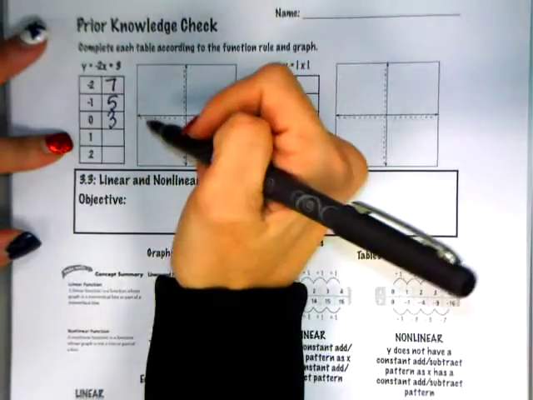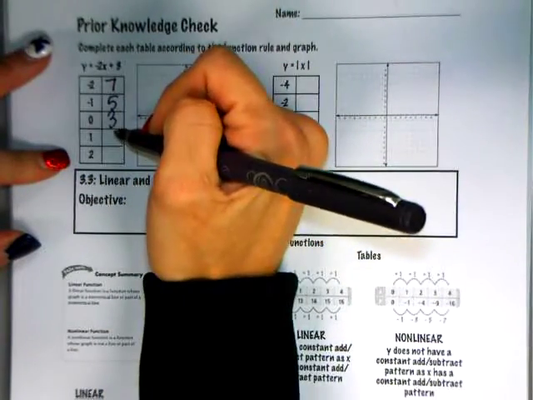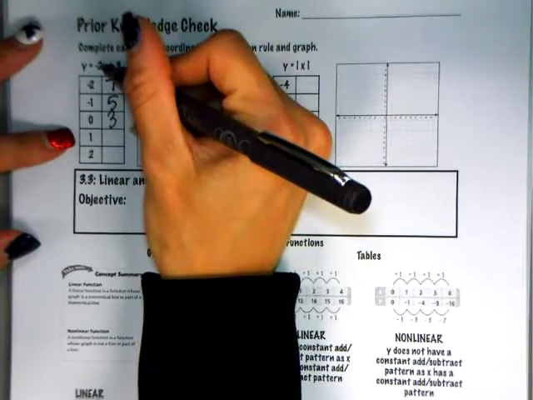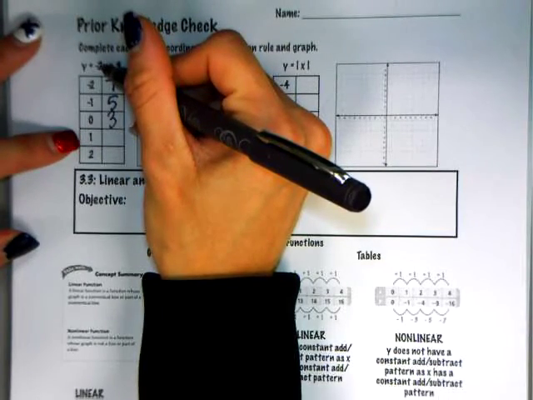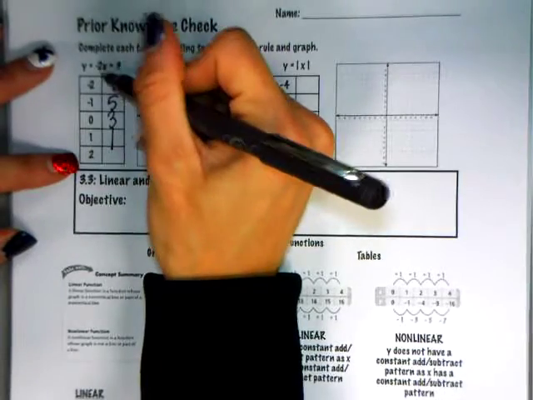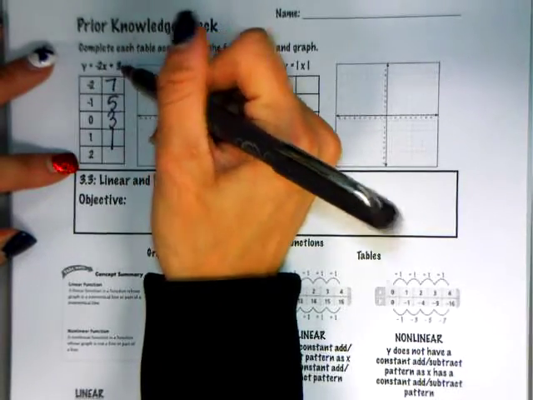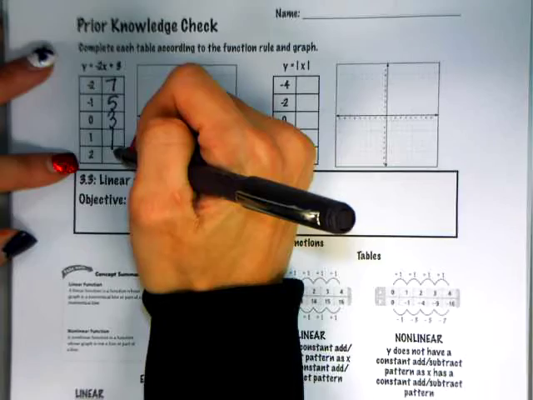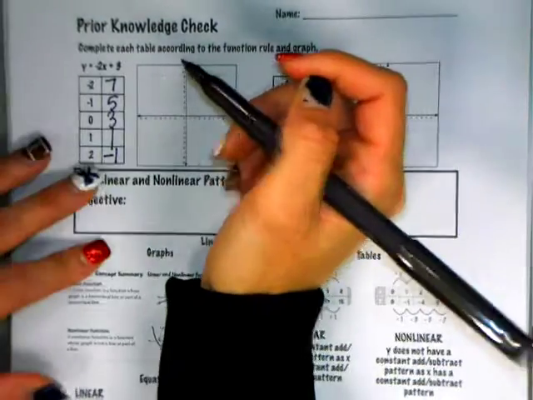Negative 1. Negative 1 plus 3? Nope. Negative 2 times 1. Negative 2. Negative 2 plus 3. 1. Negative 2 times 2? Negative 4. Negative 4 plus 3? Negative 1. Yep. So then plot those points.